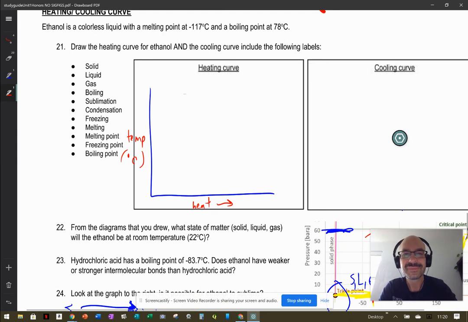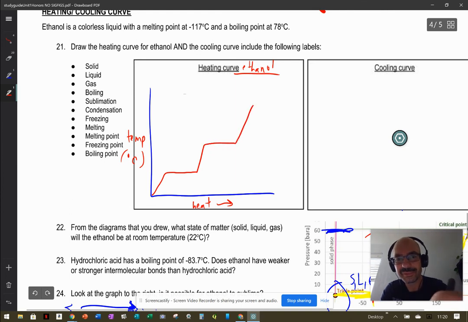And usually when you draw a graph, it's nice to label it. We can say heating curve of ethanol. Ethanol is an alcohol. And we'll just draw a generic curve in here. Up, flat, up, flat, up.